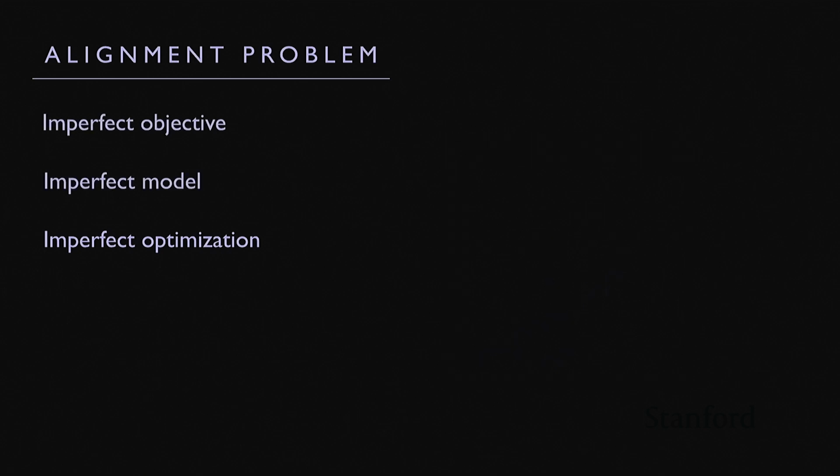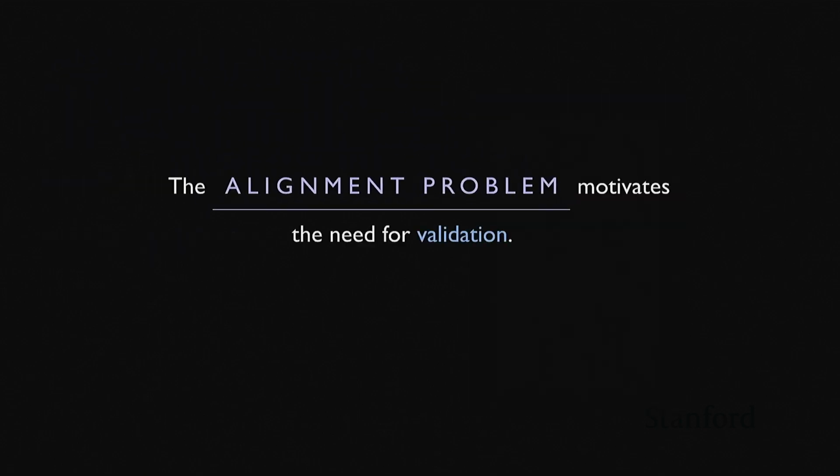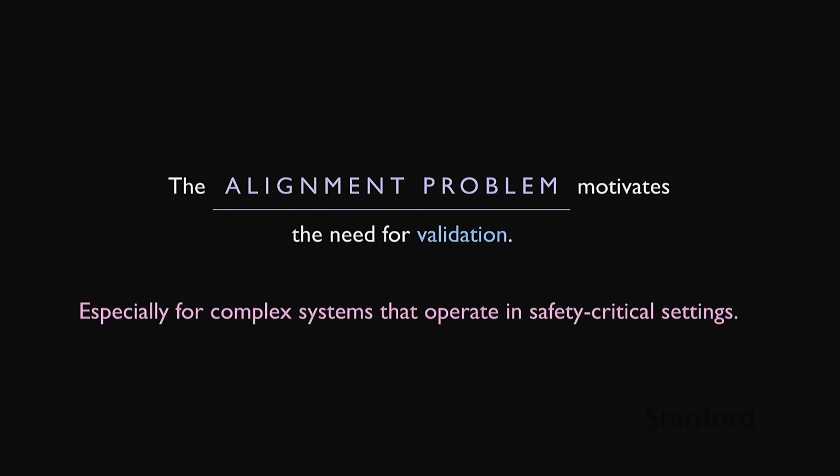Okay, so those are three things that can cause what we call the alignment problem. If you're interested in learning more about the alignment problem, we highly recommend checking out this book here. But the reason that we're talking about it right now is because the alignment problem is really what motivates the need for validation. And this is especially true for complex systems that operate in safety critical settings.